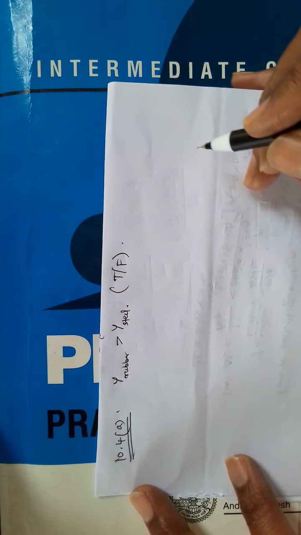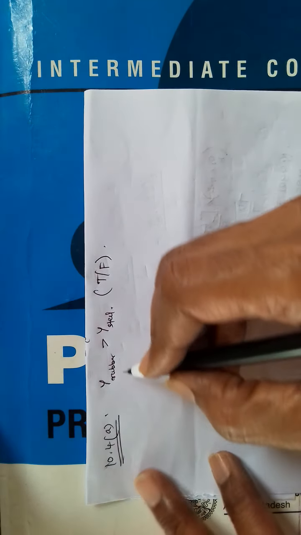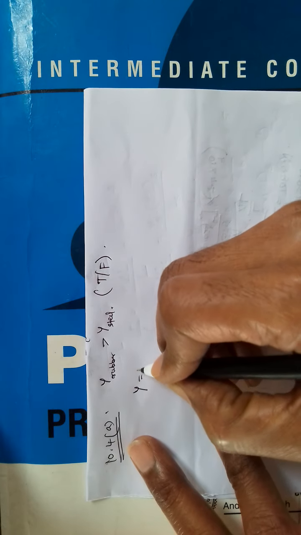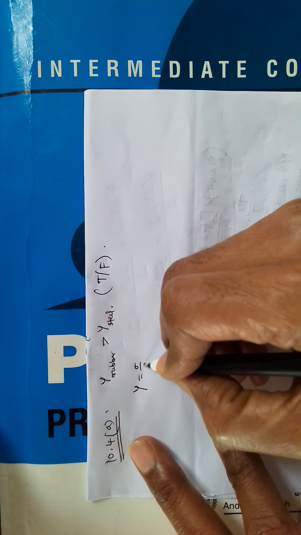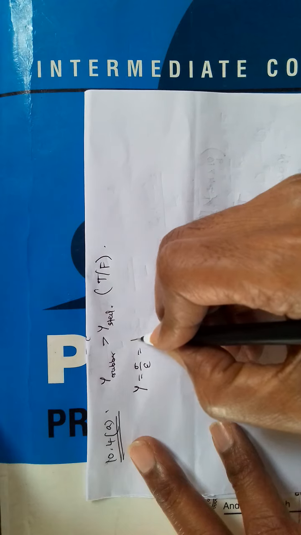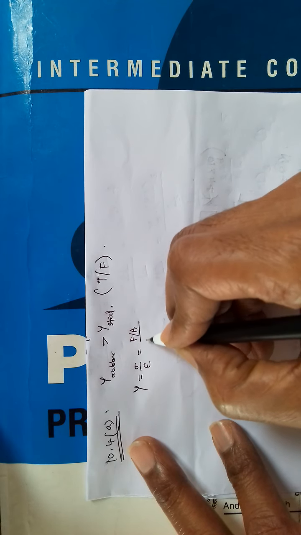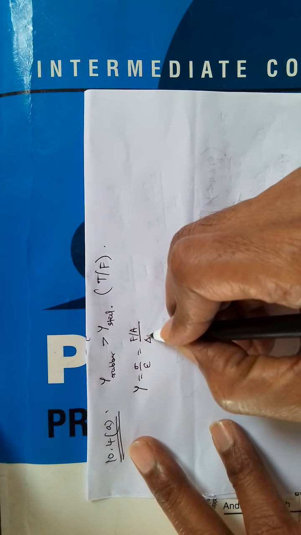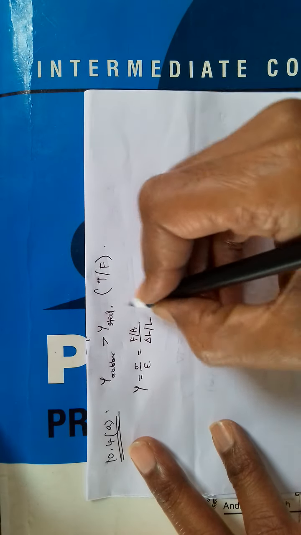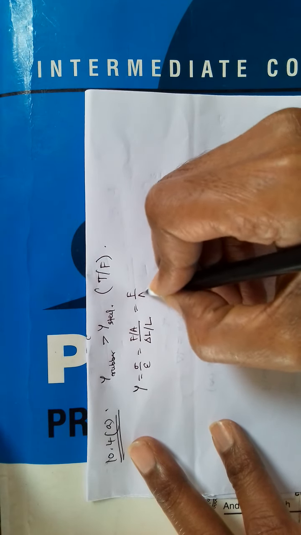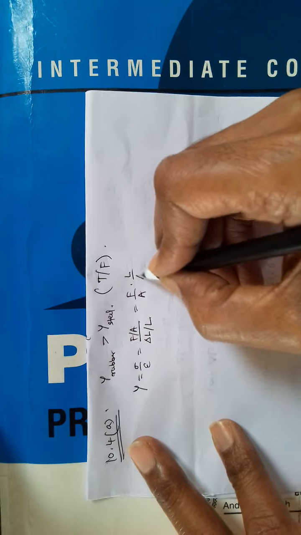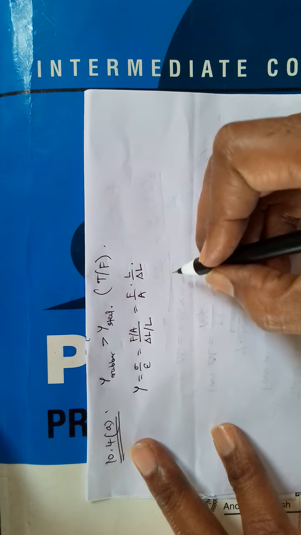First, let me write the formula for Young's modulus. Stress by strain. Stress means force by area. Strain means increase in length by original length. F by A into L by delta L. Delta L is the elongation.